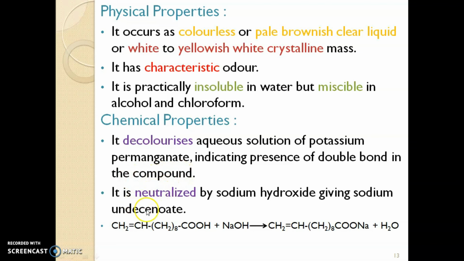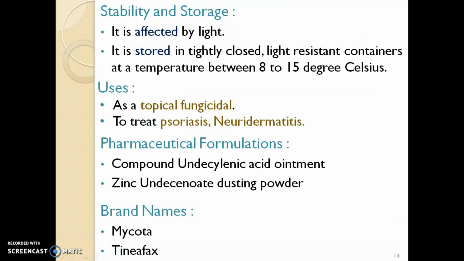We already saw the structure, so there is a double bond. Also, another reaction of undecylenic acid is that it is neutralized by sodium hydroxide, giving sodium undecylenate. The reaction is CH2 double bond CH, CH2 8 times, COOH, that is undecylenic acid, treated with NaOH, sodium hydroxide. It will give sodium undecylenate and one water molecule.